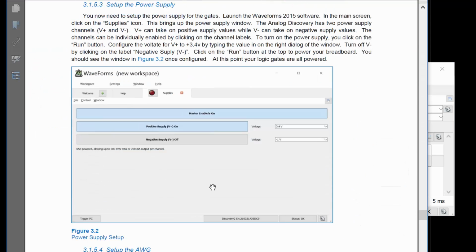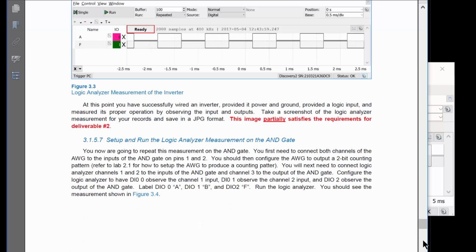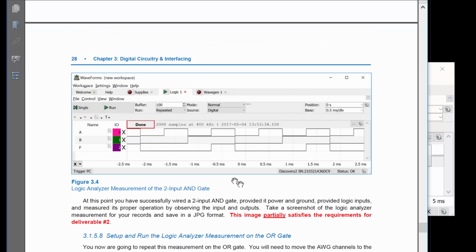The next thing you want to do is make sure that you can do the same thing for the AND gate. For the AND gate, you can only do this one gate at a time, because you need the arbitrary waveform channels to drive the inputs. Since there's only two arbitrary waveform channels, when you go to the AND gate, you need two inputs, A and B. So you're going to move your arbitrary waveform channels onto the AND gate and drive in a 2-bit binary counter and then observe the output. Remember, to configure the arbitrary waveform generator to do a 2-input binary counter, you can refer back to lab 2.1.